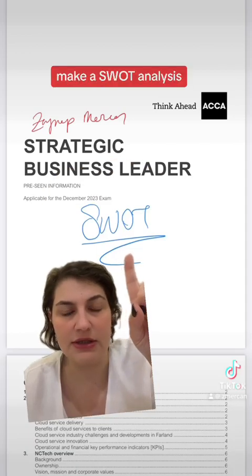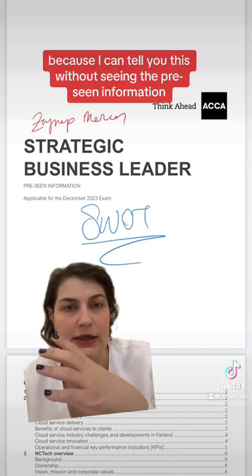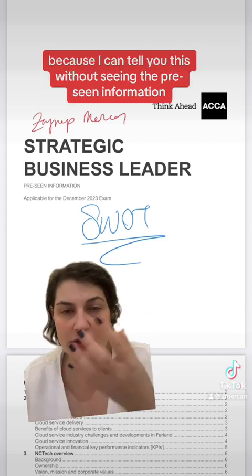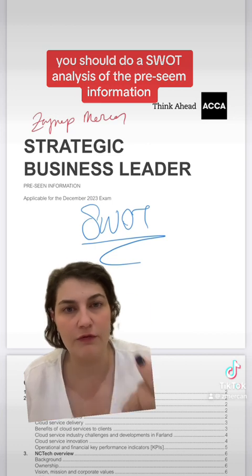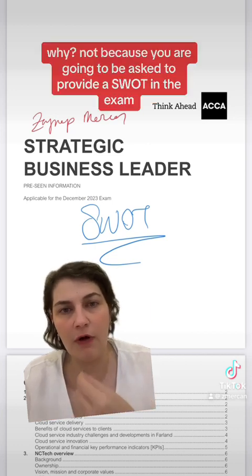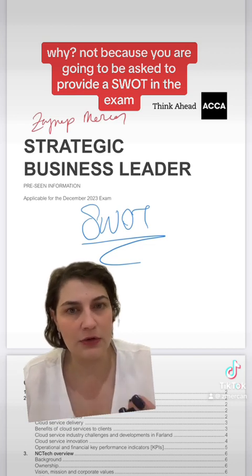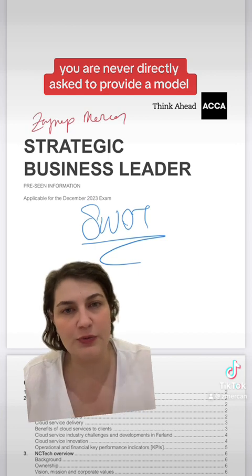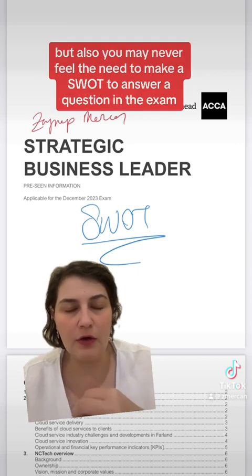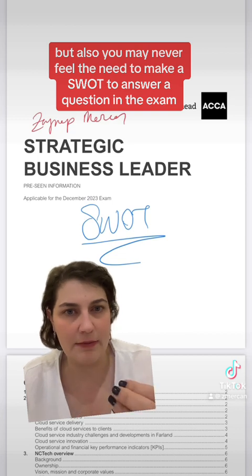Make a SWOT analysis. I am telling you this first thing because I can tell you this without seeing the pre-seen information. You should do a SWOT analysis of the pre-seen information. Why? Not because you are going to be asked to provide a SWOT in the exam. You are never directly asked to provide a model, and you may never feel the need to make a SWOT analysis in the exam.